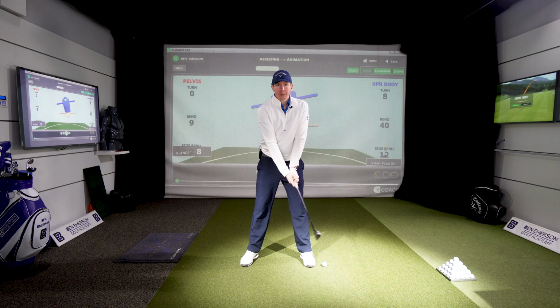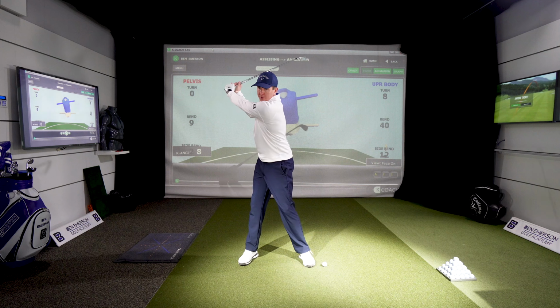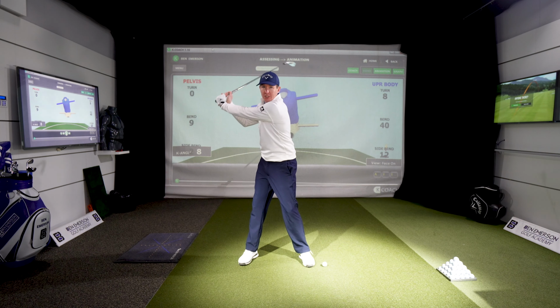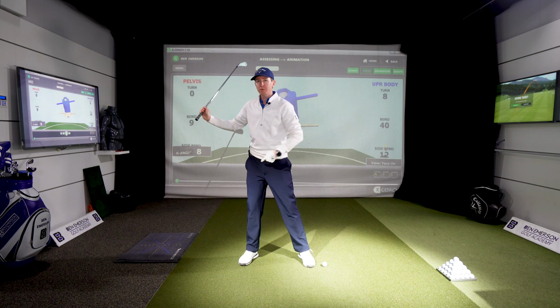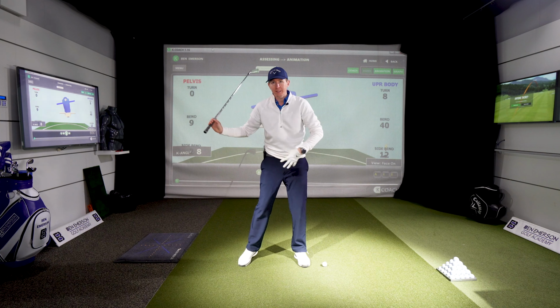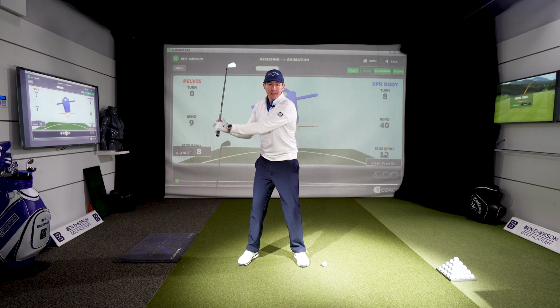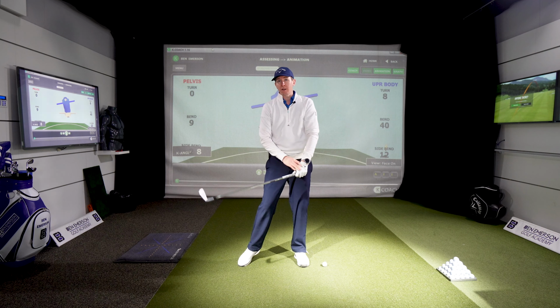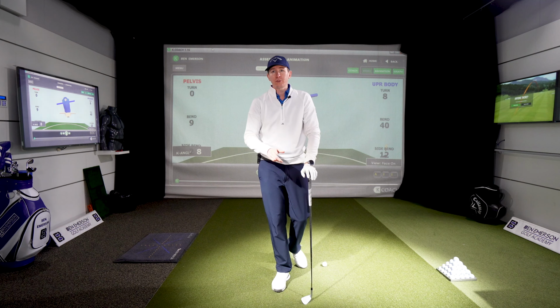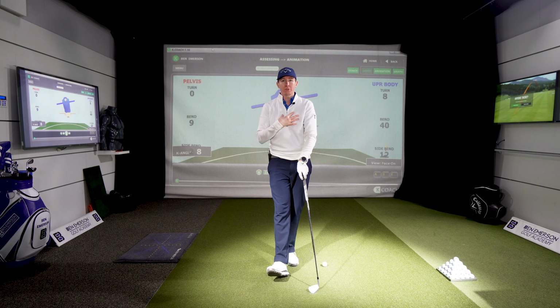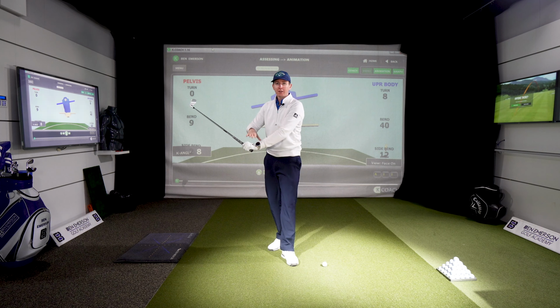When we see the best players in the world, when they get to the very top of the swing, before that club even changes direction, the first thing that moves is our lower body. That's the power source in the golf swing, followed by our upper body, then the lead arm, and then the club. In that order, it goes 1, 2, 3, 4. Pelvis, thorax, lead arm, club.